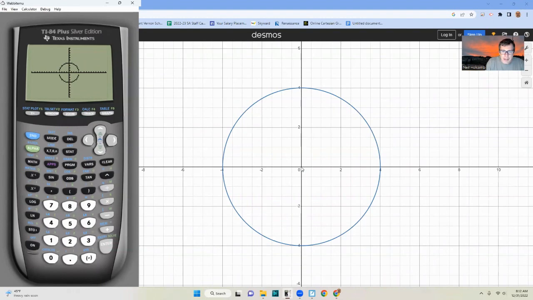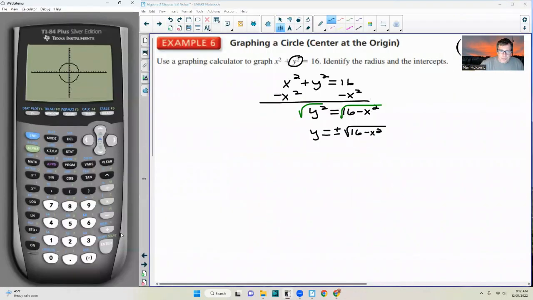Well, the radius is the distance from the center to the edge. So the distance from 0 to 4 is 4. So the radius is 4, and the x-intercepts are (4, 0) and (negative 4, 0). But there are also y-intercepts at 4 and negative 4. So now I'm going to answer all those questions.